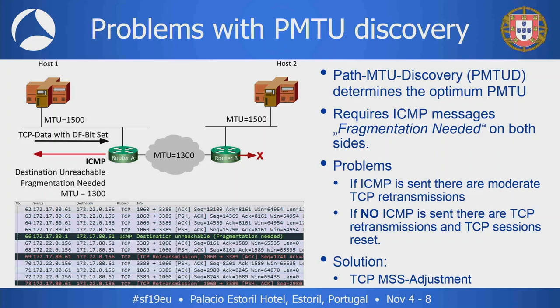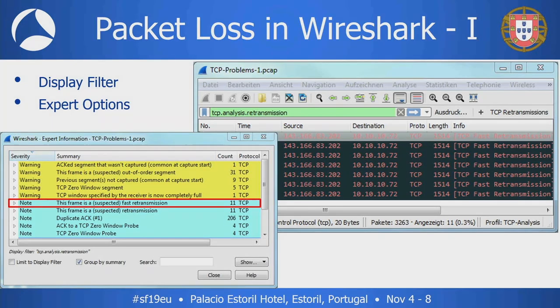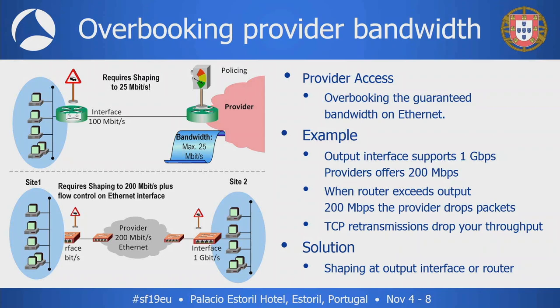So, another call hit us if the bandwidth of the provider is overbooked. You get a transparent Ethernet connection, maybe of 200 megabit, and the problem that might occur is you've got a gig interface. So if you've got a gig interface of Ethernet, you're transporting at gig speed. But in this case, the provider may just delete all packets that exceed those 200 megabits, and you're again in deep trouble.